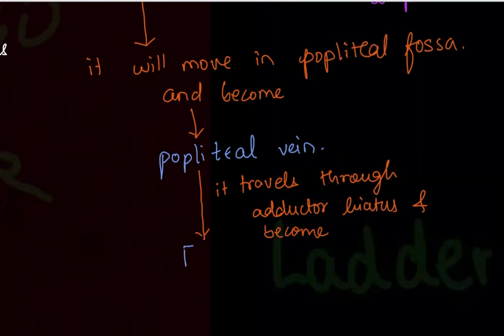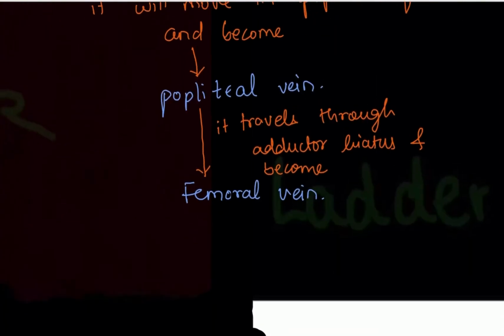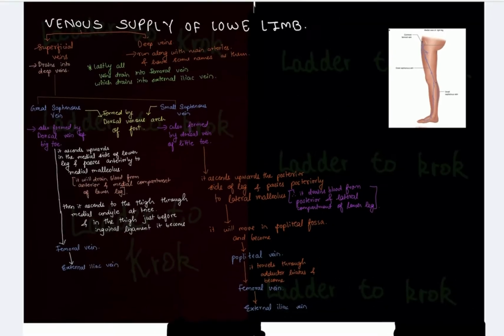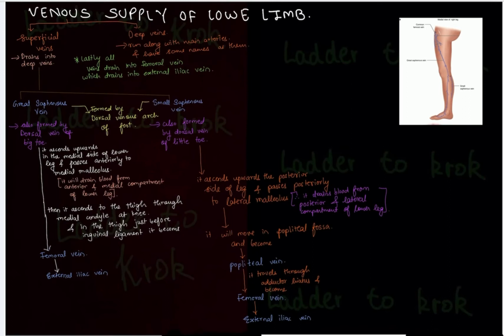which vein will it become? Similar to arteries, right? Very similar. It will then be renamed as the femoral vein, which will further drain into which vein? External iliac vein. So I'm sure you can find very much similarity between arteries and veins. Okay, so this was all about the venous drainage of the lower limb. I'll revise this quickly once again.